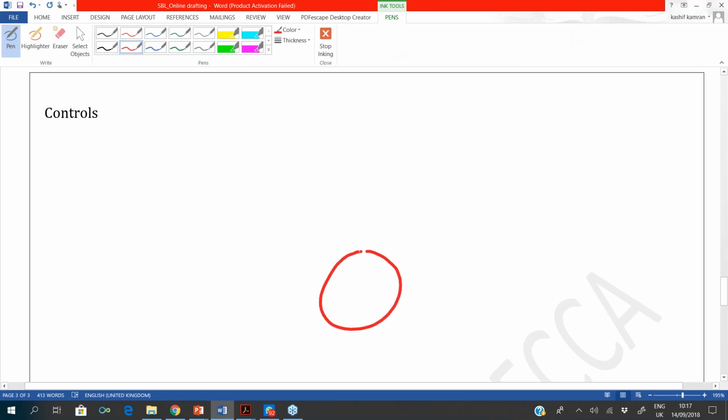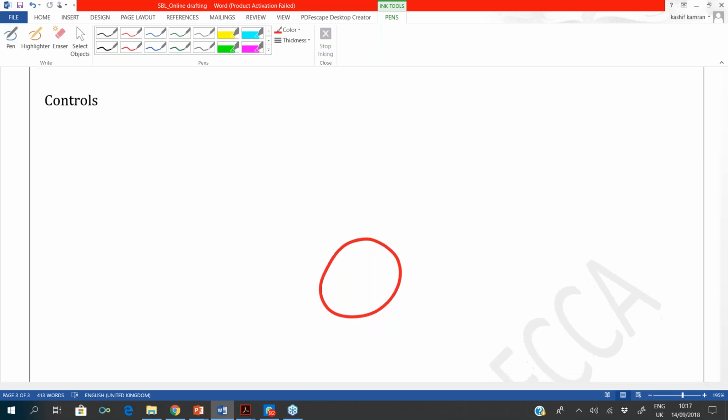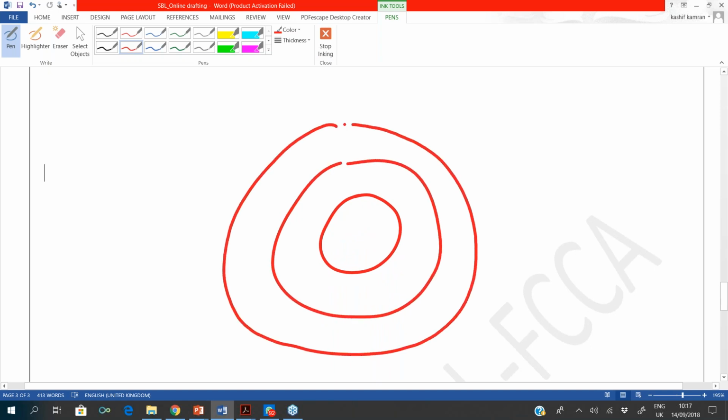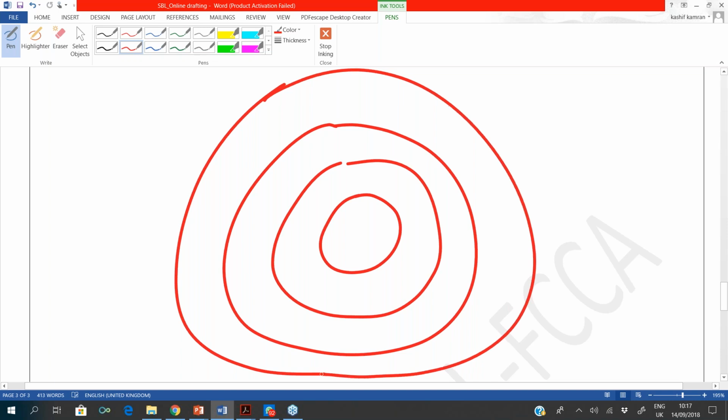The inner circle, the outer, another outer, and then the other outer. I think I'm not very good at drawings, right? But these are four circles here.